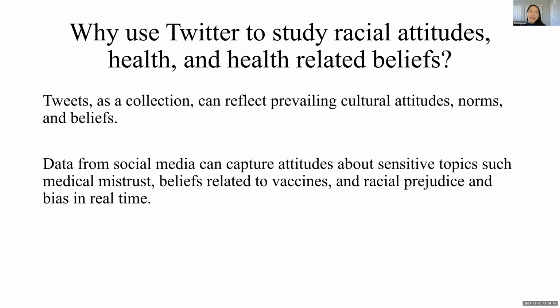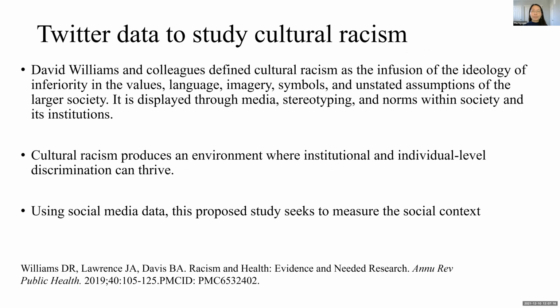So I use Twitter data and think of them as a collection that tells us important information about social and cultural norms and beliefs. Every day we see expressions and information sharing on social media and other online sites on a range of topics, including sensitive topics such as medical mistrust, beliefs about vaccines, and expressions of racial prejudice. And all this in real time. So we can use social media to capture temporal and geographic patterns and how these social and cultural norms are changing over time that have implications for health and health disparities.